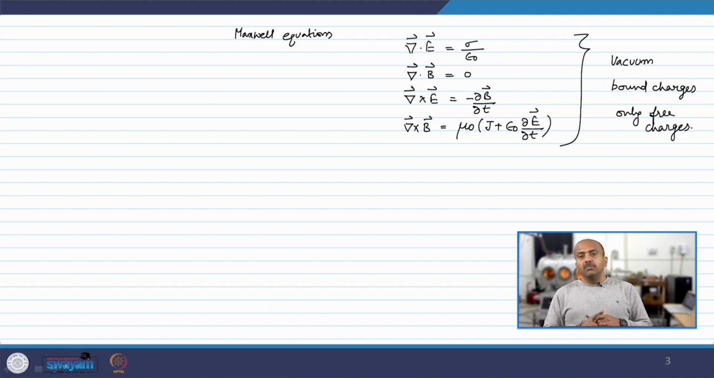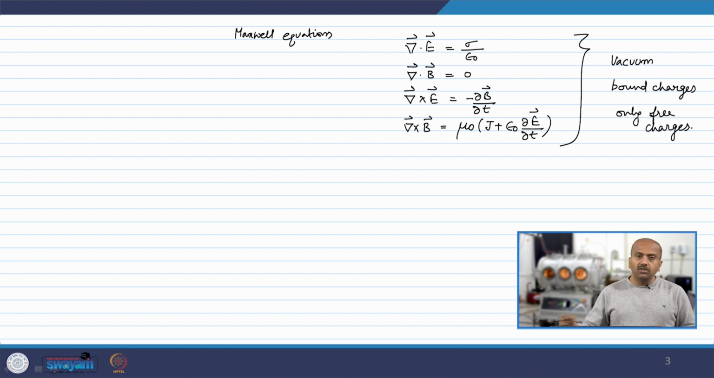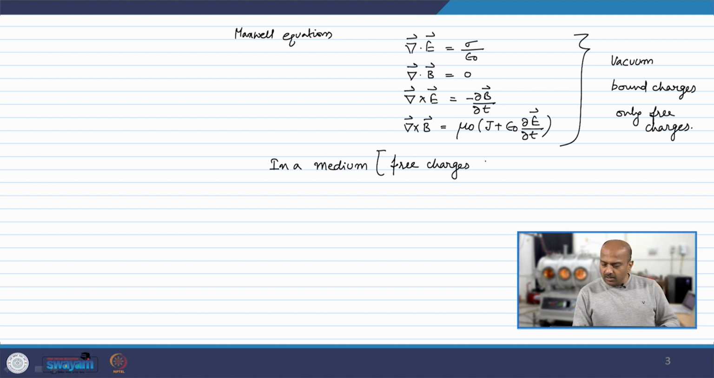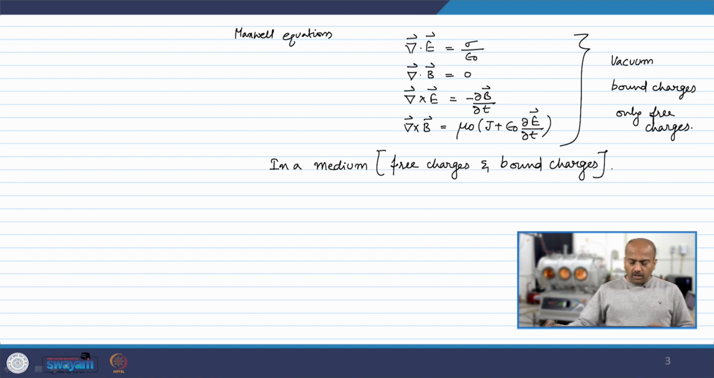But when you consider a medium, you have to account for both the free charges as well as bound charges. Bound charges, let us say an electron bound to the nucleus inside the atom, can be considered as bound charges. Free charges are those which are basically free. So, when you are talking about a medium, you will have both free charges and bound charges. Okay. So, how do we write the Maxwell equations?